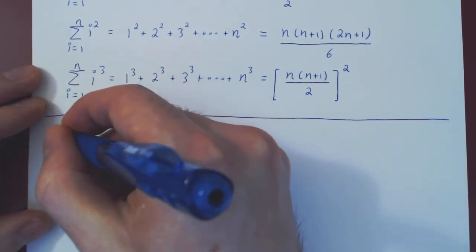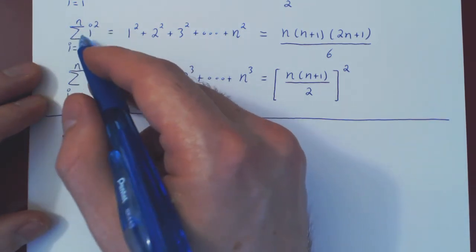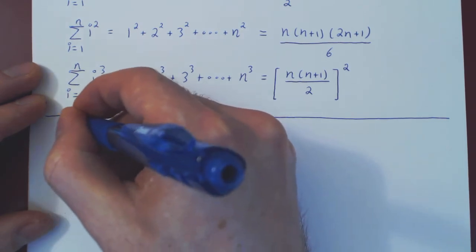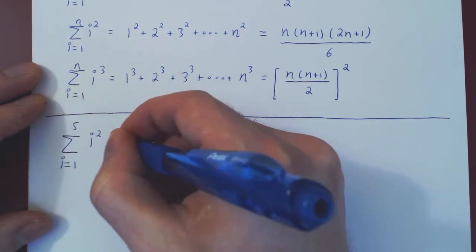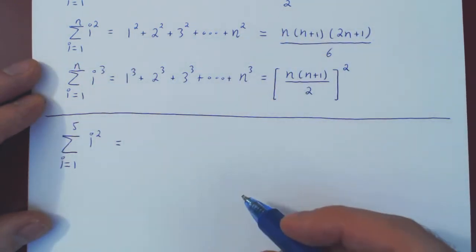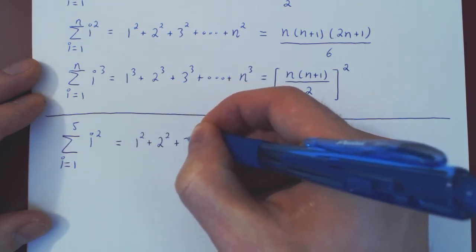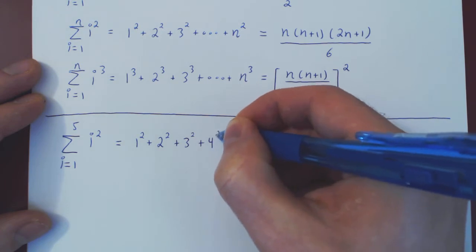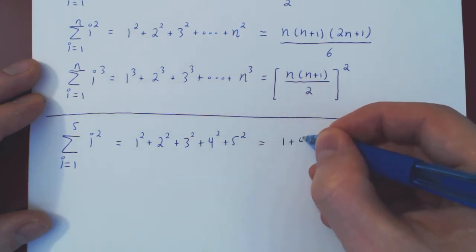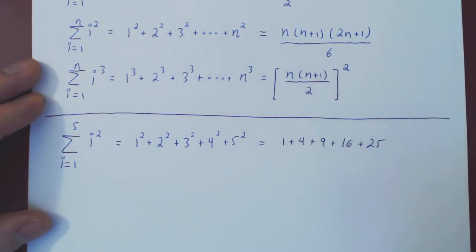Let's go to the first 5 squares. So we'll sum i going from 1 to 5, i squared. We'll evaluate the sum brute force, then evaluate the shortcut formula. So this would be 1 squared plus 2 squared plus 3 squared plus 4 squared plus 5 squared equals, well, 1 if we square, plus 4 plus 9 plus 16 plus 25.